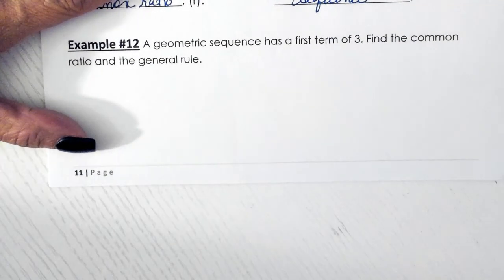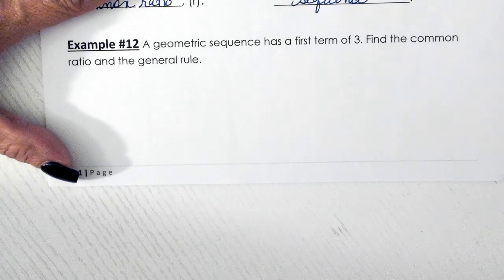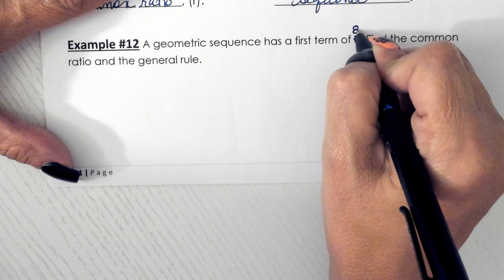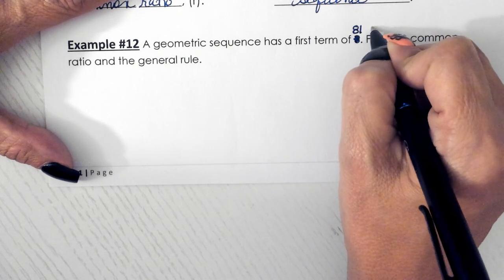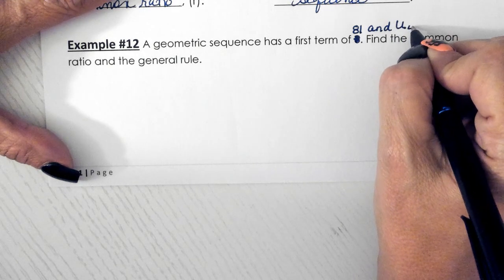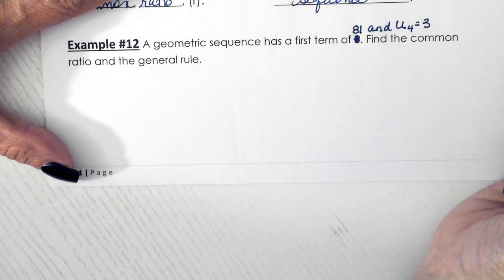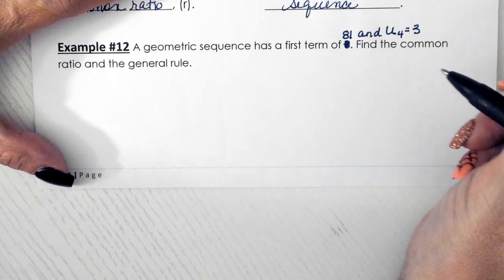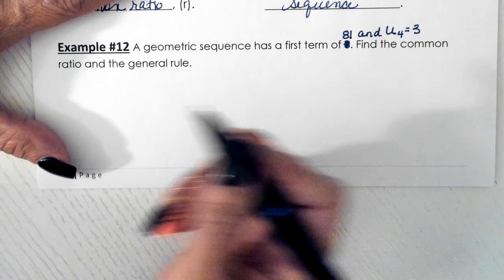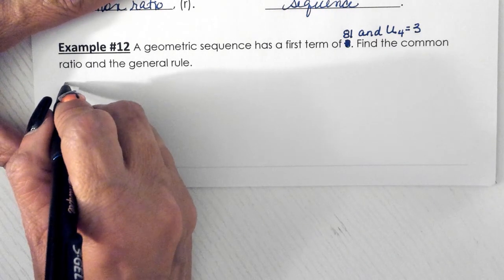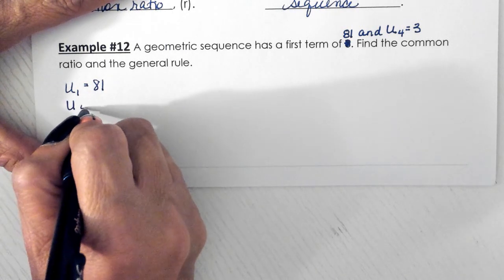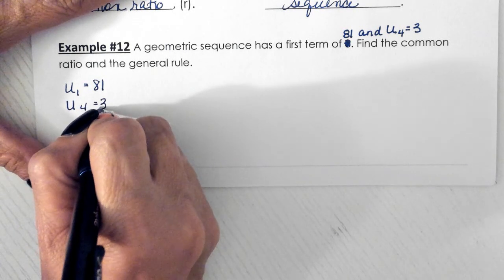All right, a geometric sequence has a first term of, and I wrote this wrong here on your paper, so this should say of 81 and a fourth term equal to 3. I don't think I got that corrected on my notes when I first did these. Find the common ratio and the general rule. So we've got a first term of 81 and a fourth term of 3.